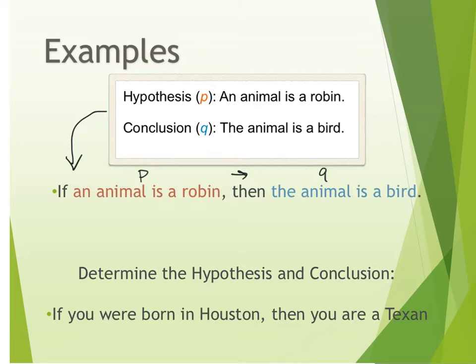All right, take a moment. The video is going to pause. Label this bottom sentence down here. If you are born in Houston, then you are a Texan. Label the hypothesis and the conclusion using P, an arrow, and Q. Go. All right, this is your hypothesis right here. If you are born in Houston, then you are a Texan.